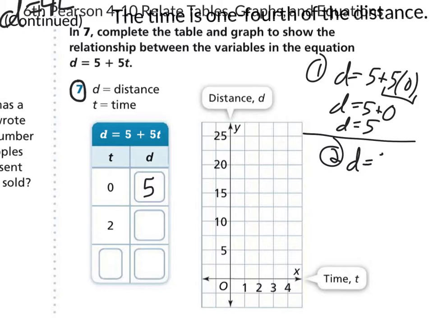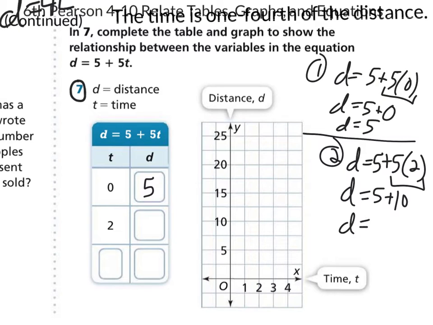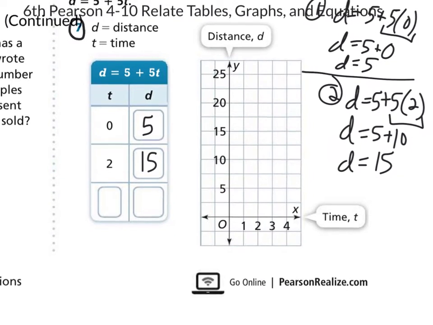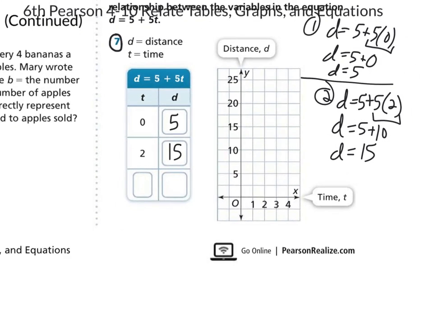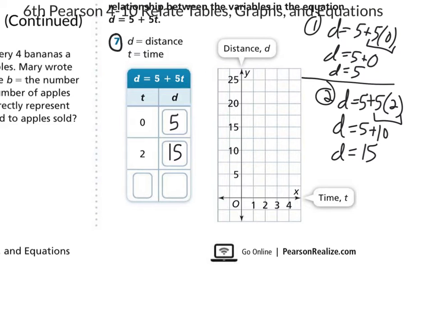Next, they want us to put a 2 in place of t. So 5 times 2 is 10. And then 5 plus 10 is 15. The last one is blank. So they didn't tell us what to do. We get to pick whatever number we want within reason, because we've already got a graph here.